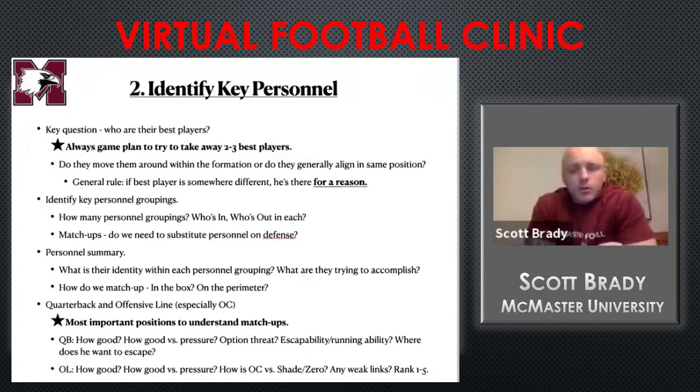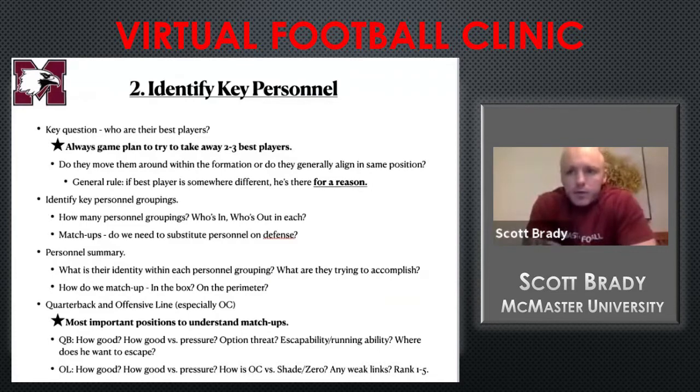For us, when we're breaking down the personnel, the 2 positions that we spend the most time on in terms of specific strengths and weaknesses of individual players is really the quarterback and the offensive line. And really within the offensive line, the most important one to us is the center. Okay, so for the quarterback, that's the most important position to break down individually.